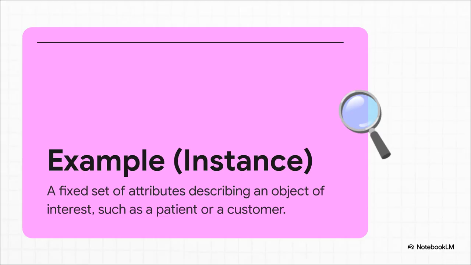So the first word to know is an example, or sometimes people call it an instance. It's just one complete record of whatever it is we're studying. So one customer's entire application for a loan, that's one example. A single patient's complete medical file, that's another example. Honestly, the easiest way to picture it is just as a single row in a giant spreadsheet.